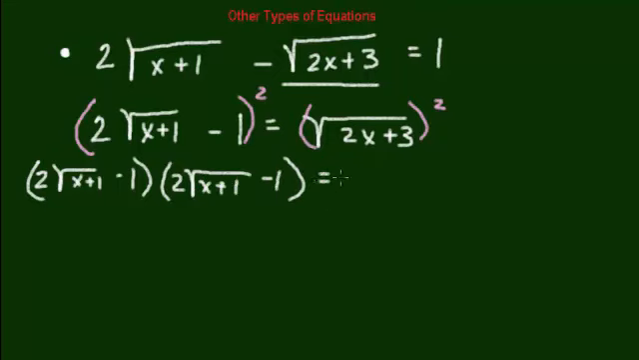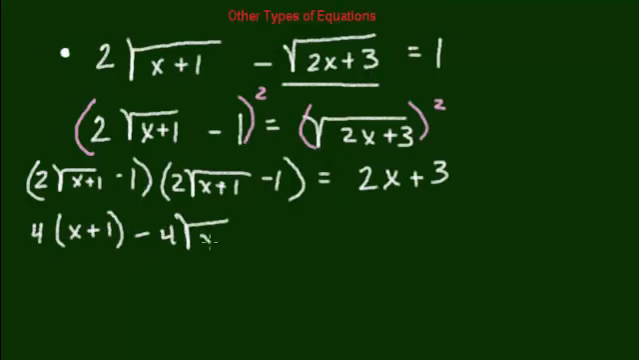Right hand side, very sweet. That's why I got him all by himself. It's just 2x plus 3. Then I've got to multiply this little thing out here, which is going to be 4 times x plus 1. Then I'll have minus 2 of those things, minus 2 of those things is minus 4 of those ugly things, plus 1 equals 2x plus 3.